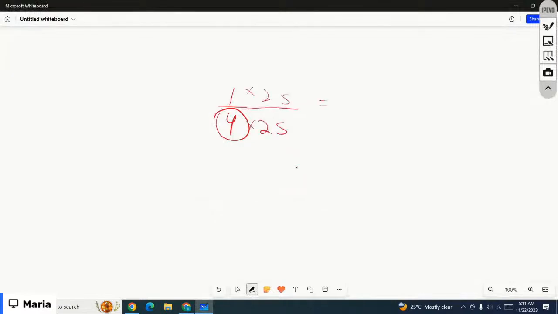You cannot make it equal to 10, because 4 times no number is 10, right? So that's why you make it 100 by multiplying by 25. So it would be 25 over 100, right? And then 25 over 100 equals 0.25. So the correct option is 0.25. Got it? The correct option is 0.25.